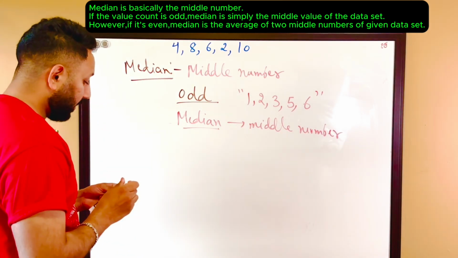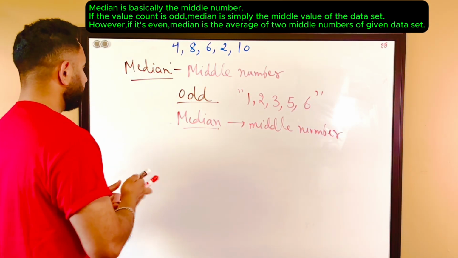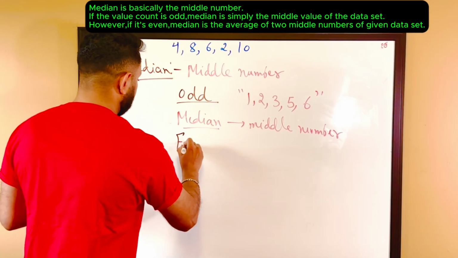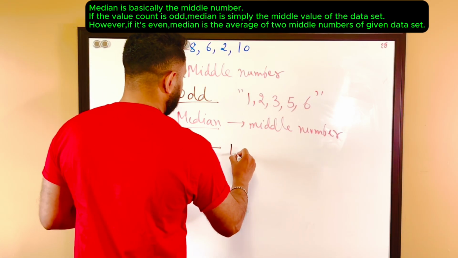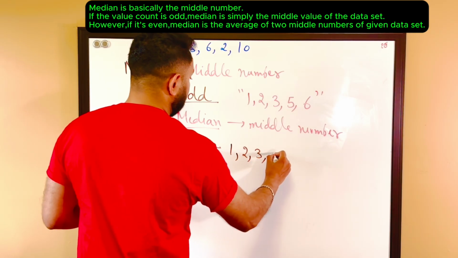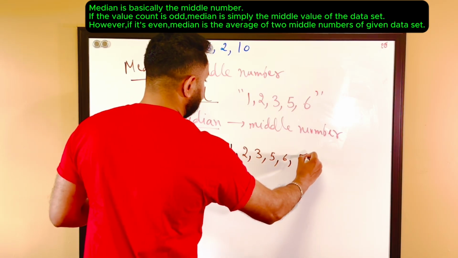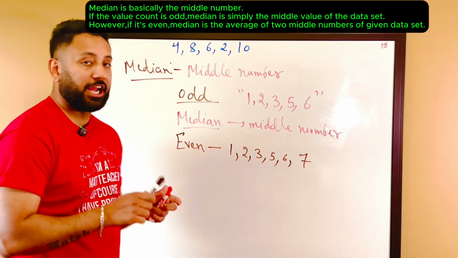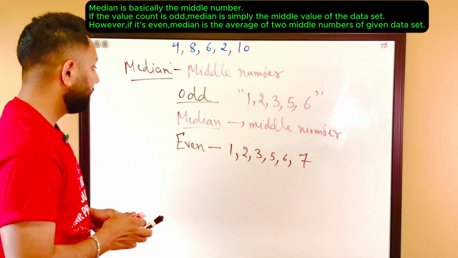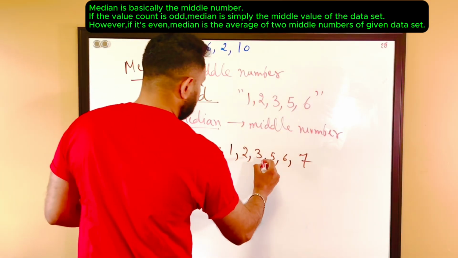But if the number count is even, let's say 1, 2, 3, 5, 6, 7. So the median will be the average of two middle numbers, like this.